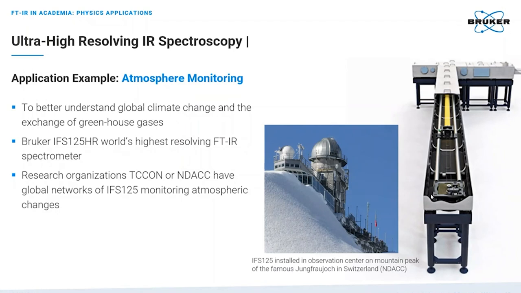Networks of ground-based IFS 125HR record atmospheric spectra using the sun as light source in the near-infrared and mid-infrared spectral regions. The received high-precision data can be used to, for example, complement the satellite measurements from NASA. And one of the IFS 125HR is installed in the observation center, a mountain peak of the famous Jungfraujoch in Switzerland.